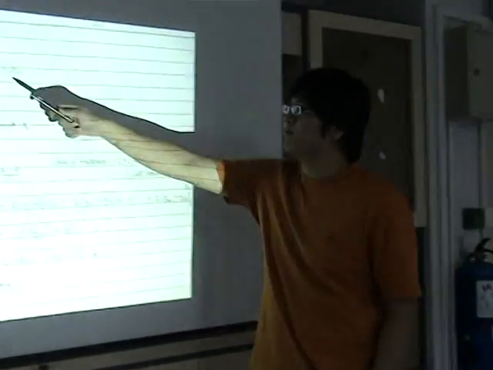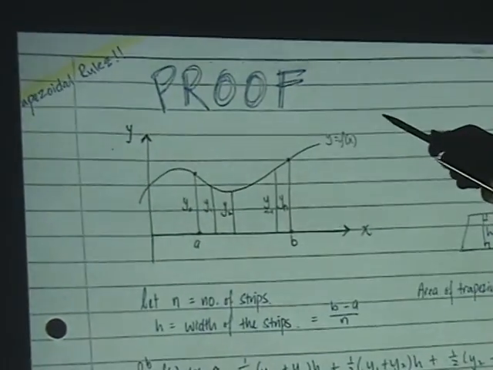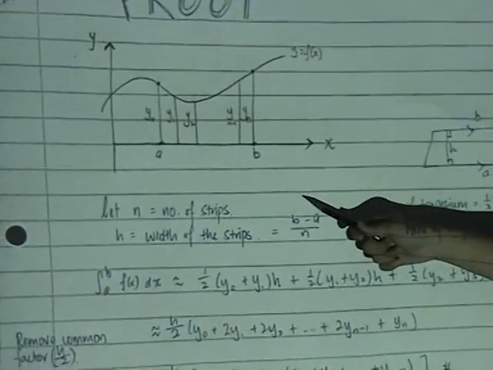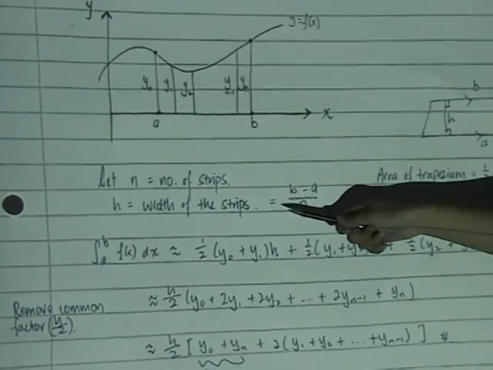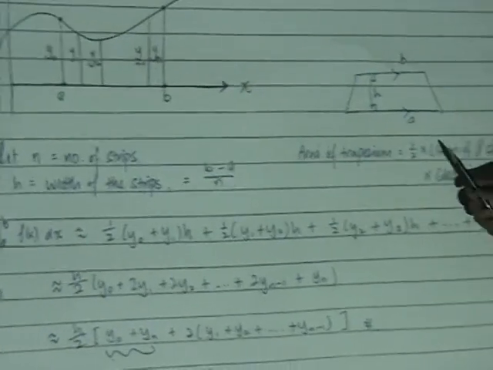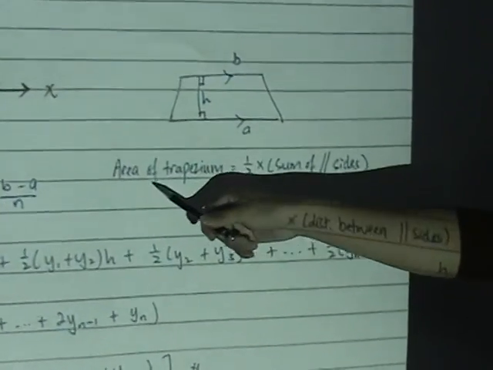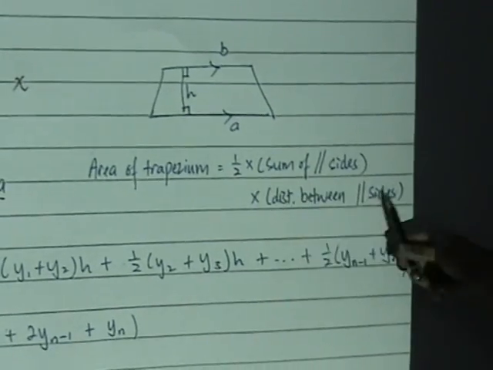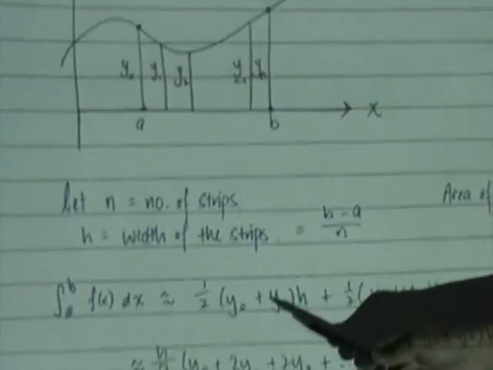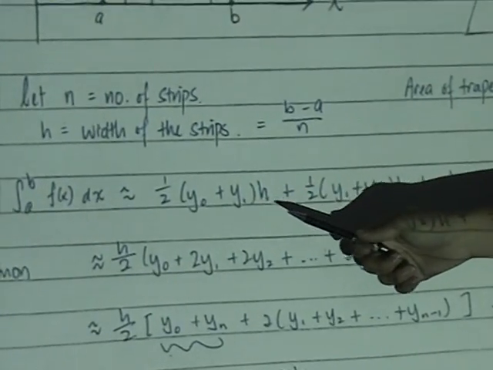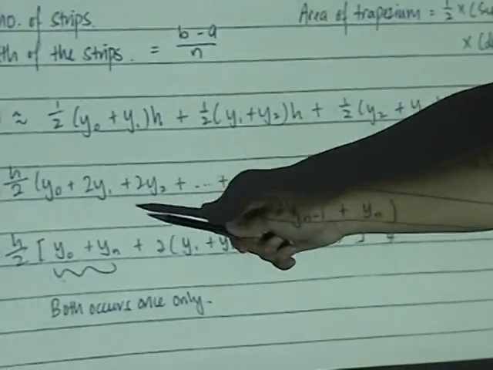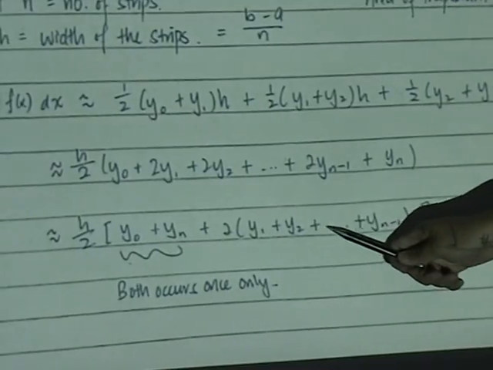I'm trying to derive the formula for the trapezoidal rule using this graph. Let n be the number of strips and h be the width of the strips, which equals (b minus a) over n. Each strip can be equated to the area of a trapezium, which is this formula. To get the area under the curve, we use the integration of f(x) dx, and we remove the common factor h over 2 to derive this formula, which is the trapezoidal rule.